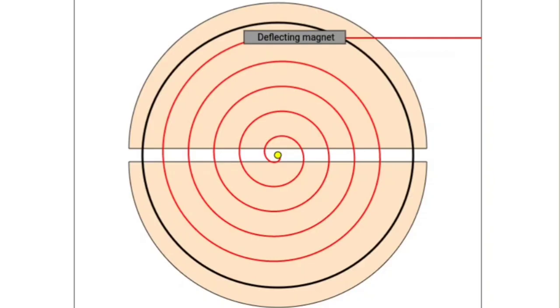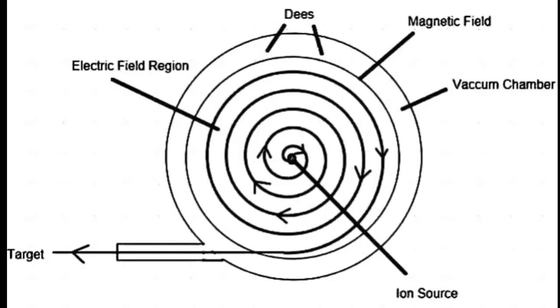At that time, the polarity of the Ds is reversed, so that the ion is now accelerated towards D2 with a greater velocity, as is also shown in the given representation. This process continues, and hence the particle undergoes a spiral path of increasing radius as its velocity keeps increasing. Once it reaches near the edge, it is taken out with the help of a deflector plate and allowed to hit the target.